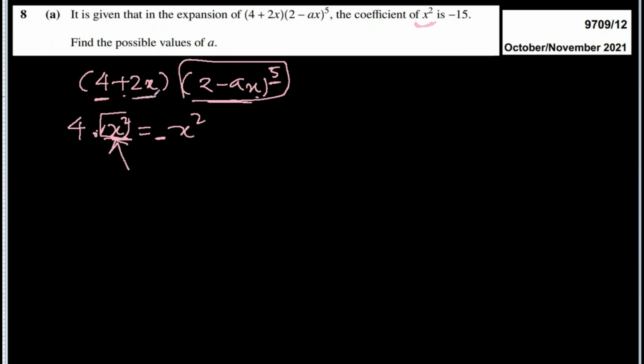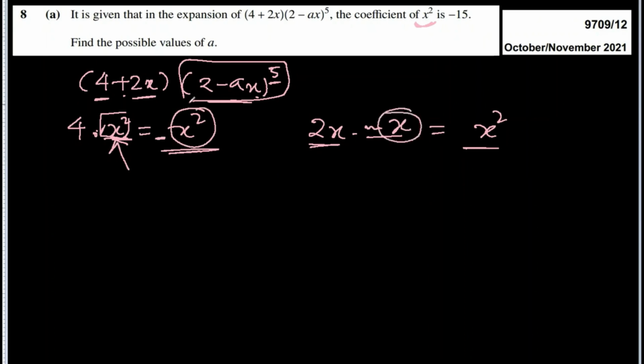Secondly, 2x is another term in the first bracket. So 2x multiplied by something should also give you an x square so that you can combine this x square and this x square. So what should I multiply 2x with? We should multiply with something x. So basically these two terms are needed from the second bracket, x and x square. So let's focus on that.